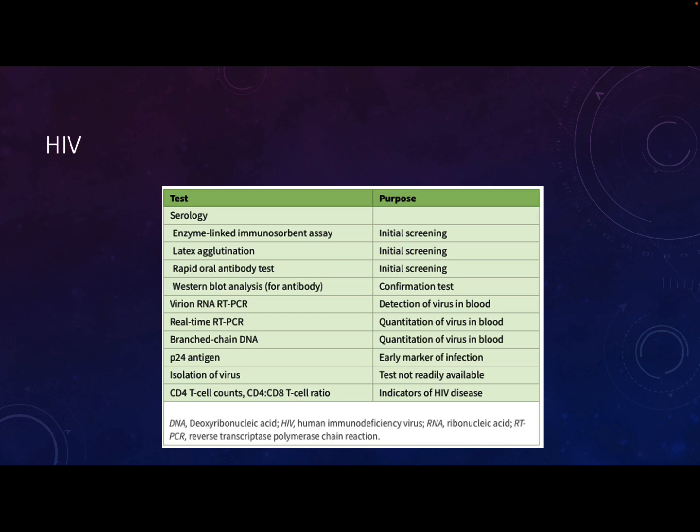If the antibody test is positive, it's usually an ELISA. They will do a secondary test, which is most likely a Western blot to confirm. And if they want to quantify how much virus you have to say whether or not you have a high or low viral load, they can do reverse transcription PCR to look for the viral RNA. They can also look for the presence of the viral DNA that has integrated into your chromosomes.